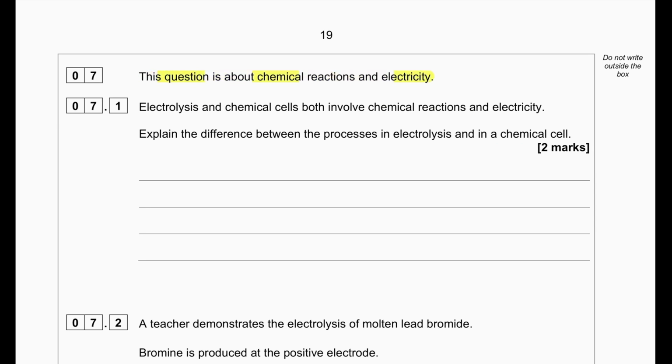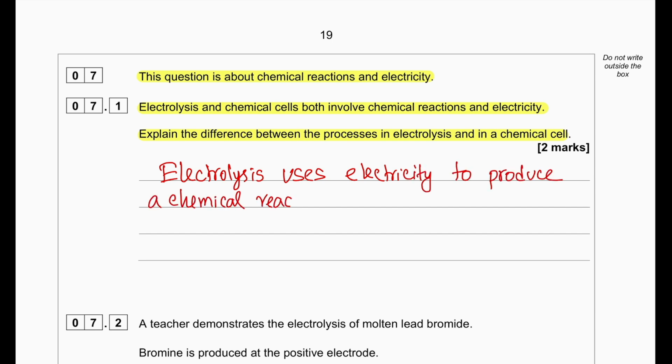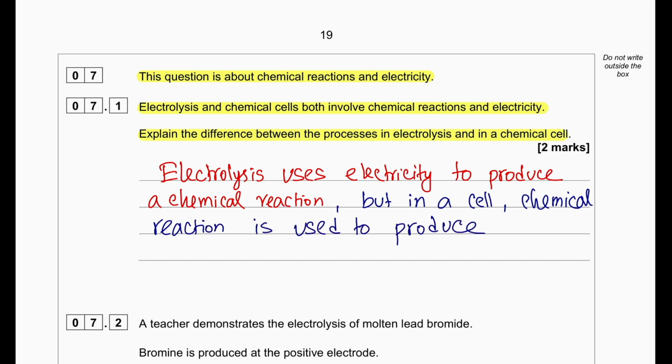This question is about chemical reactions and electricity. Electrolysis and chemical cells both involve chemical reactions and electricity. Explain the difference between the processes in electrolysis and in a chemical cell. Basically, electrolysis uses electricity to produce a chemical reaction. In that chemical reaction, we are trying to decompose a particular substance. But in a cell, we are using chemicals to produce the electricity.